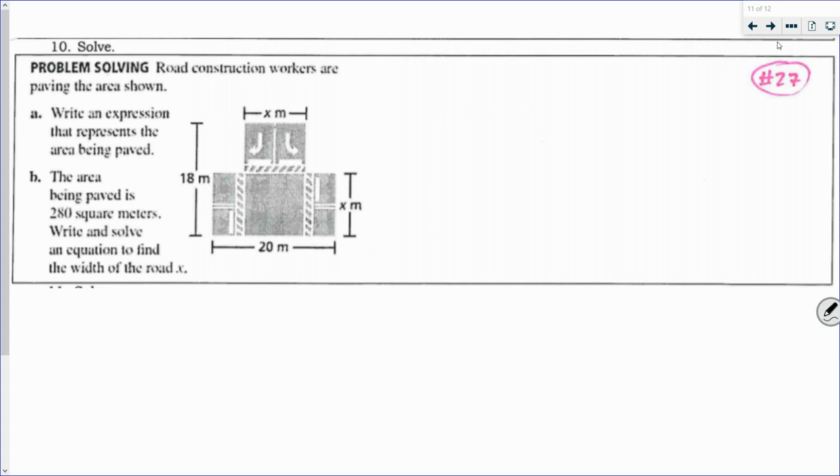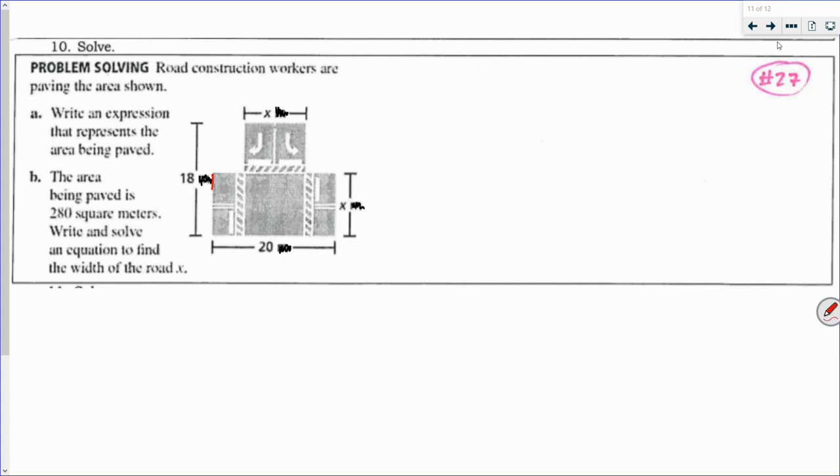We did this one in class as well. The biggest thing to remember is this M is just a meters label. So I'm going to cross it out so you don't confuse it as a variable. You can see how that's done. But again, that meters just meant label. So write an expression that represents the area being paved.